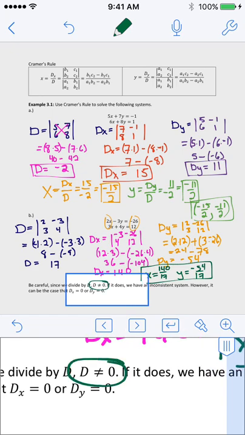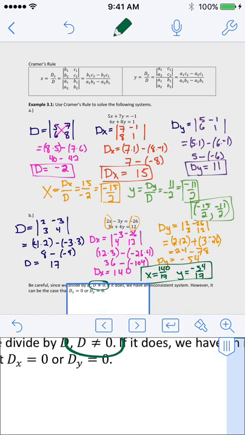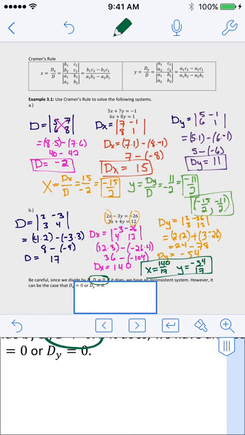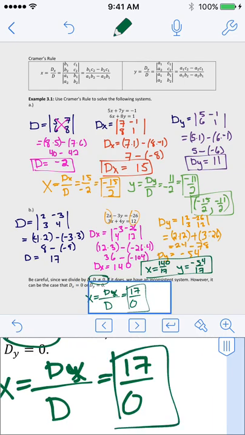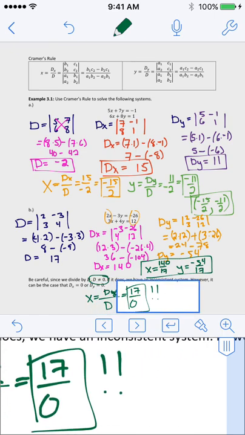Now be super careful about that. I did not say anything about dx. I did not say anything about dy, right? Those would have solutions of 0. But when d is equal to 0, what's going to happen? Well, you're going to try and find x equals dx over d, and you're going to get something like 17 over 0. And why is that a problem? Because you can't divide by 0. Eek! You can't do that.